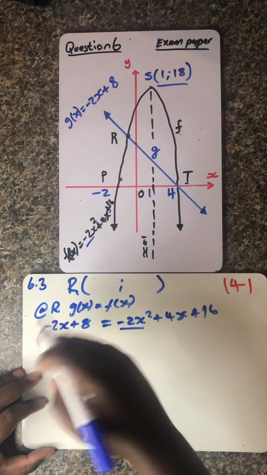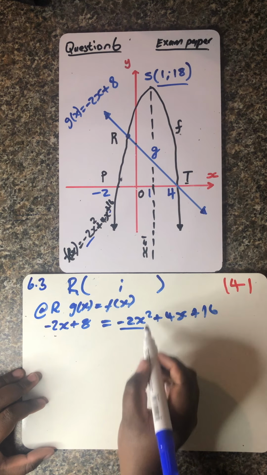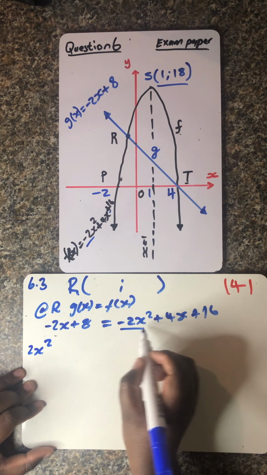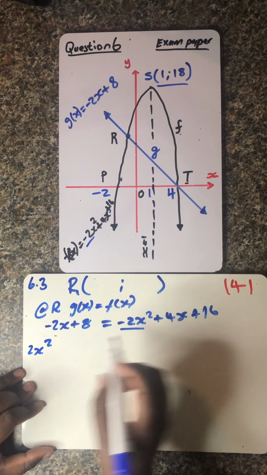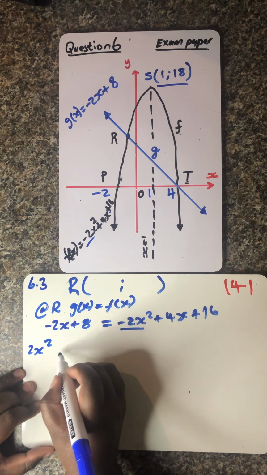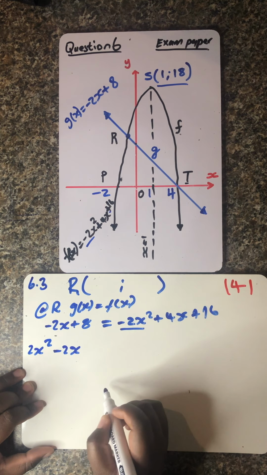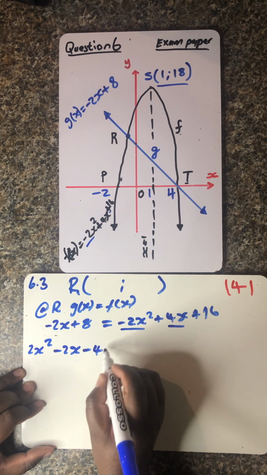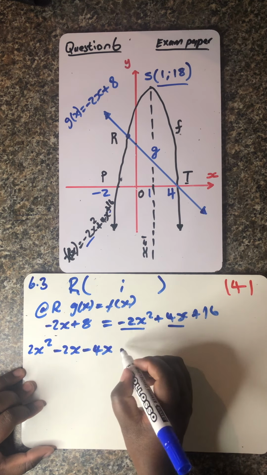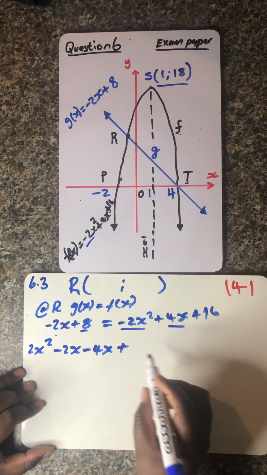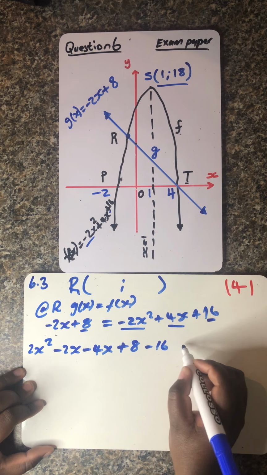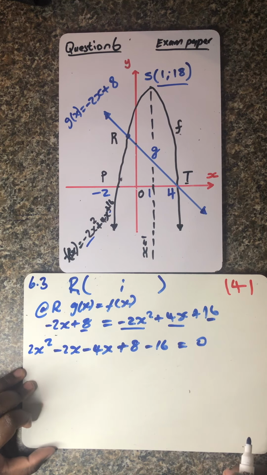Okay, so let's move it to the other side. So obviously you've got a positive 2x squared. That one changed sign. So you obviously had minus 2x over there. Let me just move this so that it's closer to that one. Then it's minus 4x. You had 8, which has always been there. Then you move this one, it changes the sign, and you equate everything to 0.